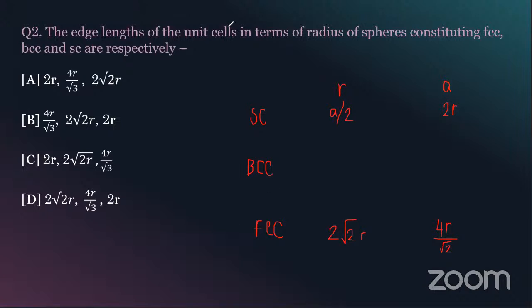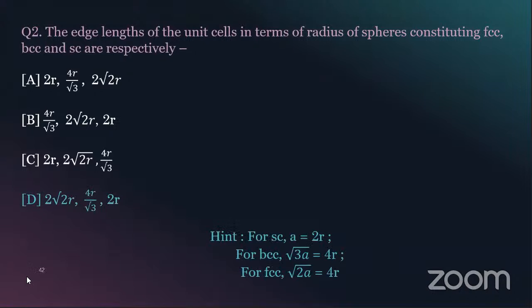What else? I think I've written it. The correct answer for that is D. I've already written it. Who said it was between B and D? Yes, Ansh. So the correct answer is D. How is it D? Because they've asked you for FCC first. Please remember, it is FCC first, then BCC, and then SC, respectively.